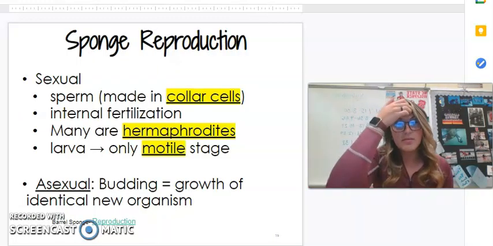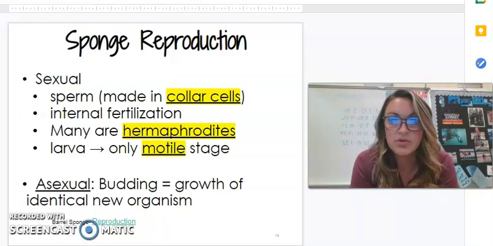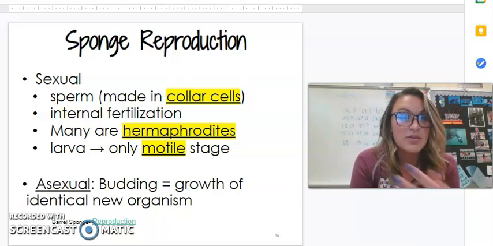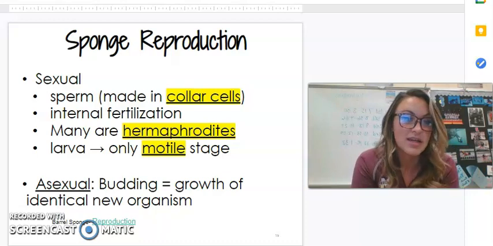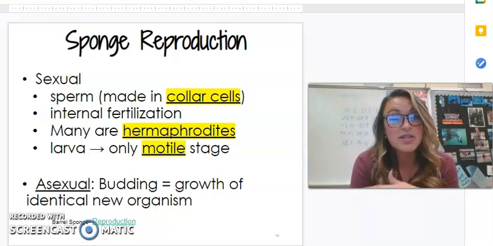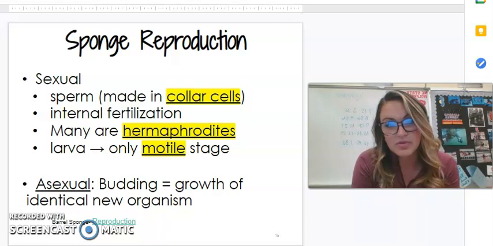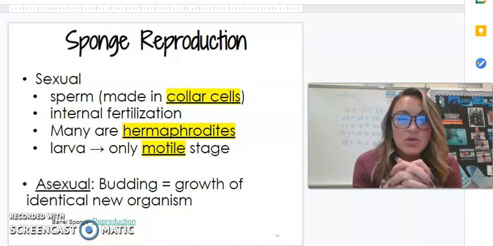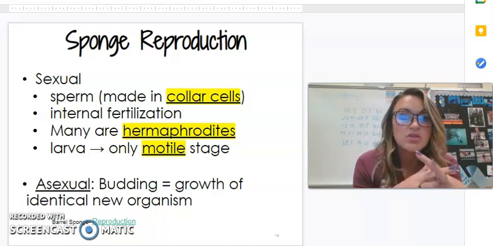All right, let's talk a little bit about how sponges reproduce. So how do we make more sponges? Remember that sponges are animals. So they've gone through that filter feeding process. They are sustaining life. They're going through cellular respiration, but they have to make more. So sponges actually go through both asexual and sexual reproduction. And through sexual reproduction, that sperm is produced in those collar cells. It's produced in those choanocytes.